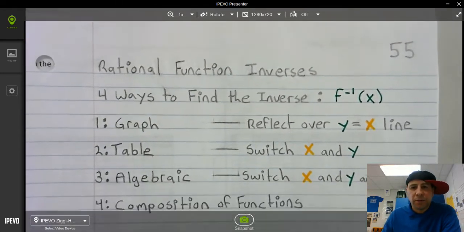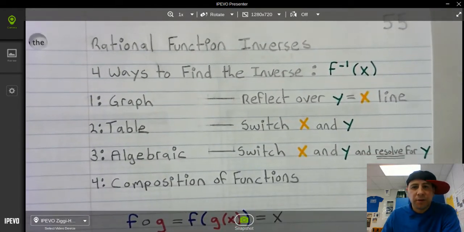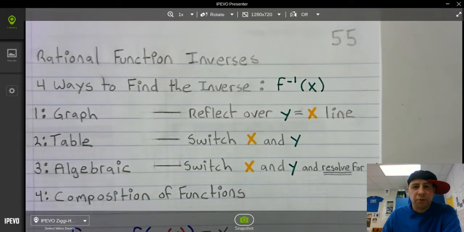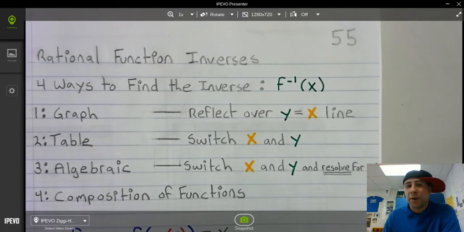All right, so we're looking at rational function inverses on page 55, and I'm hoping you notice that the inverse rules still apply, and they apply the same way to all the functions, okay? So there's still 4 ways to find the inverse, okay? Number 1, to graph. You're going to reflect over the y equals x line.